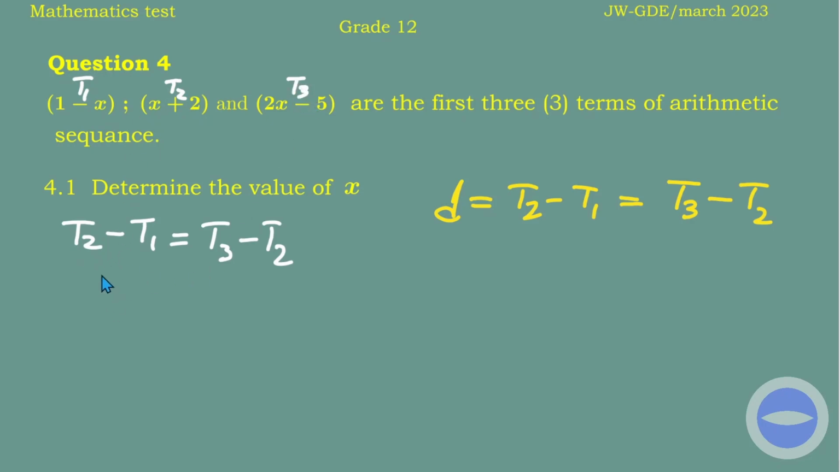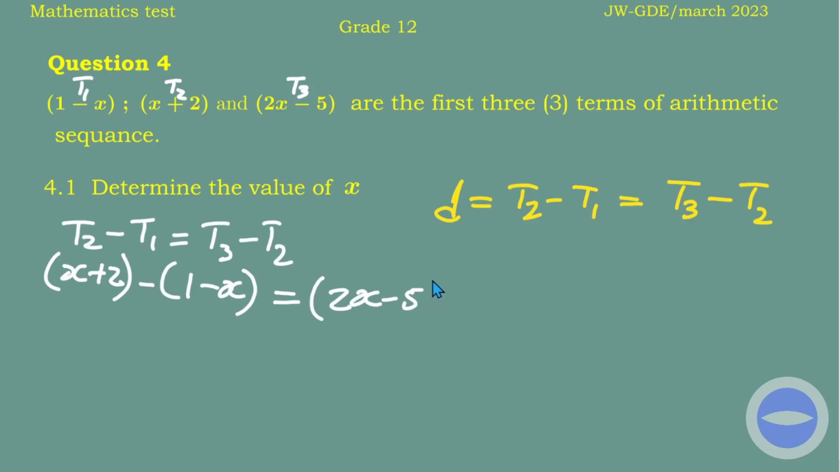Then t2 is x plus 2, minus t1, which is 1 minus x, equals t3, which is 2x minus 5, minus t2, which is x plus 2. Then from there we remove the brackets.